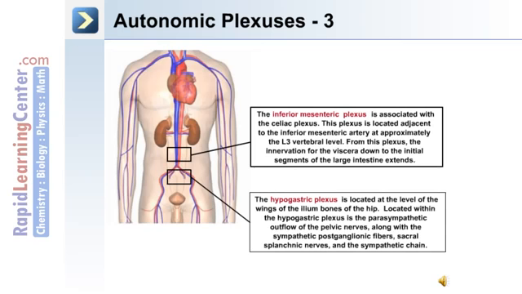The hypogastric plexus is located at the level of the wings of the ilium bones of the hip. Located within the hypogastric plexus is the parasympathetic outflow of the pelvic nerves, along with the sympathetic postganglionic fibers, sacral splanchnic nerves, and the sympathetic chain.